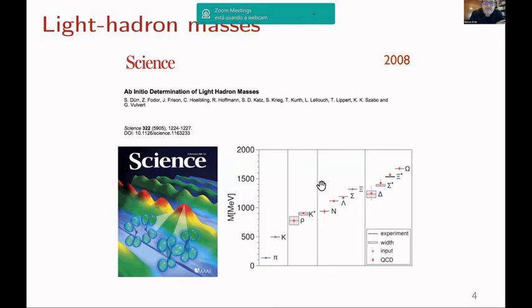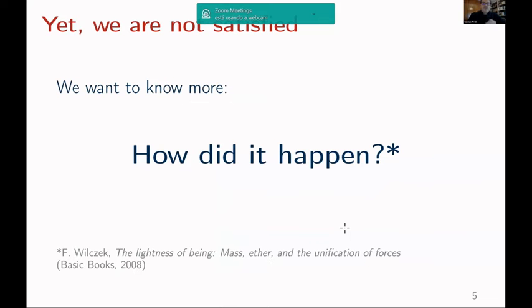This slide was already shown this morning, or this afternoon, or this night, I don't know. And well, it was published in Science, it's got to be right? This is the ab initio determination of the light hadron masses. Okay, there is some input, of course, because you have parameters in the Lagrangian, and you can see that QCD actually reproduces and is able to make predictions for the hadron masses. So why are we not satisfied yet?